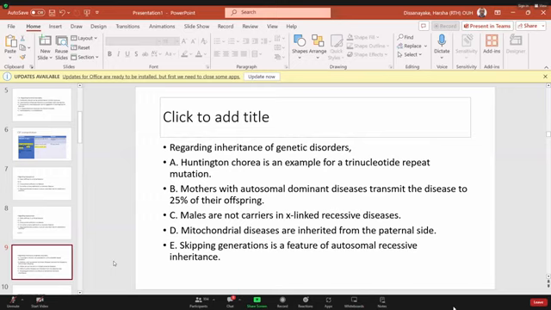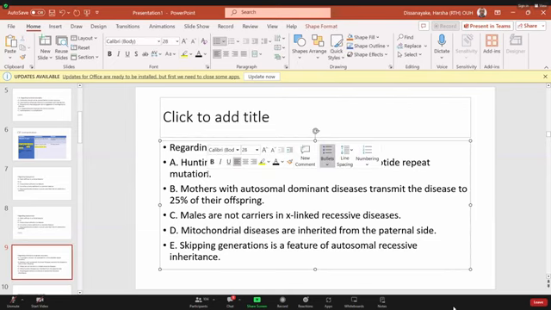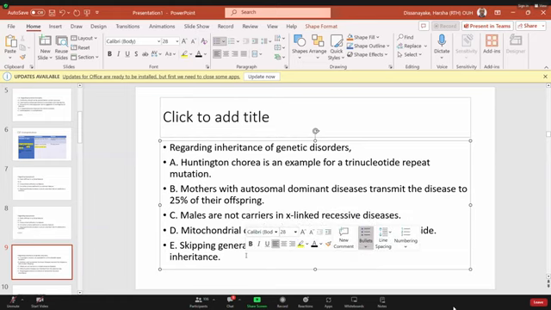Huntington chorea is an example of trinucleotide repeat. The better word would be trinucleotide repeat expansion, rather than mutation. Mutation is a change in a point. It's better to call it a trinucleotide repeat expansion. So is this correct? Yes, that is true.